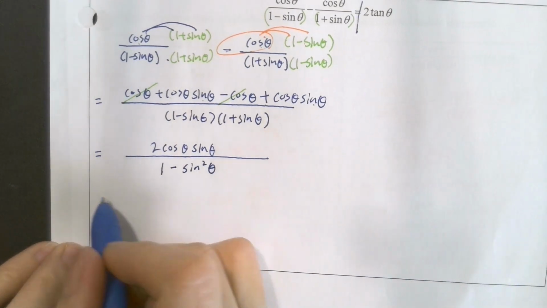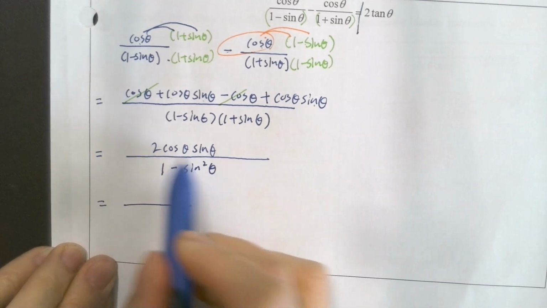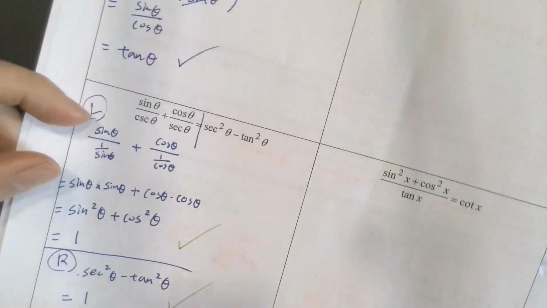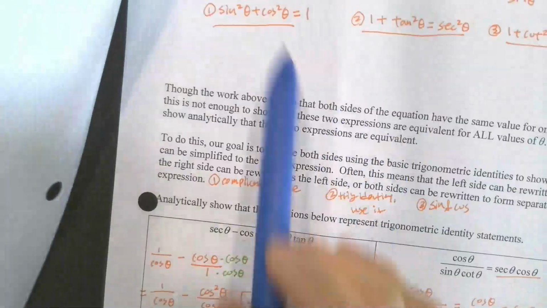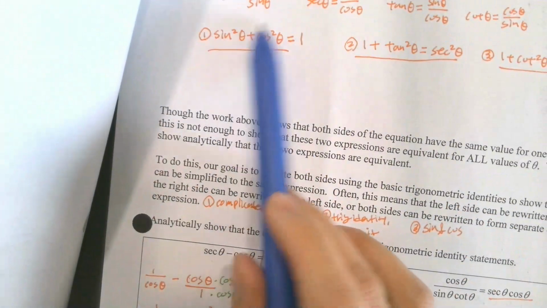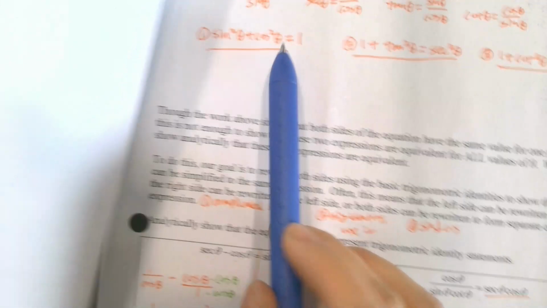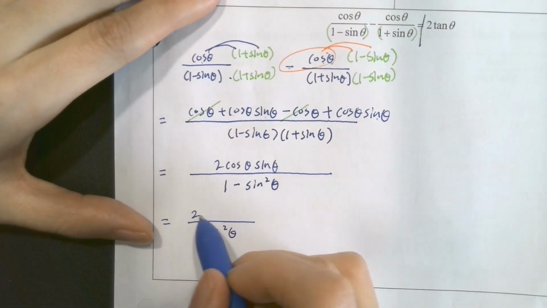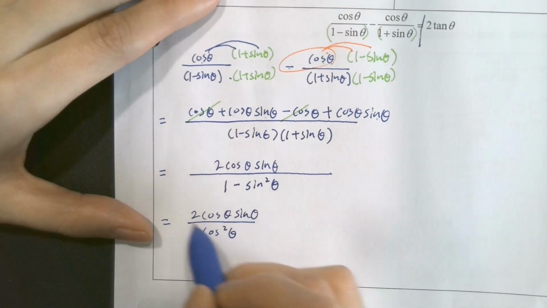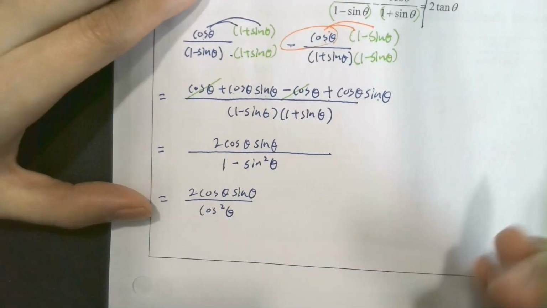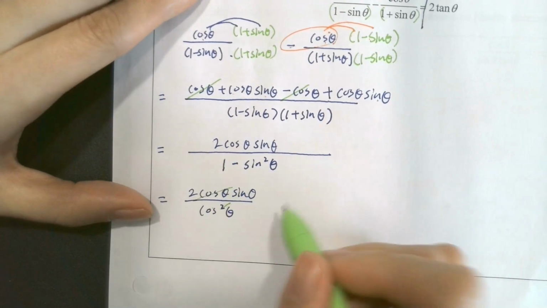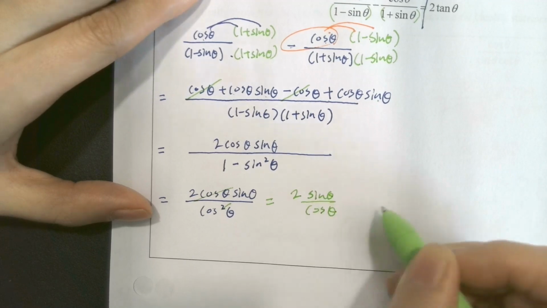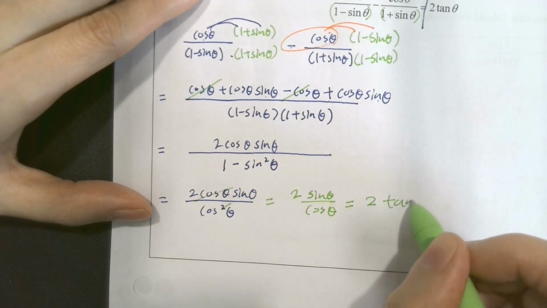Okay, and then you're like, how does that help? Well, have you seen 1 minus sine squared before? Yes, where have you seen 1 minus sine squared? Over here, 1 minus sine squared is going to be cosine squared theta. Cosine squared theta is my denominator, and the numerator is 2 cosine theta sine theta. Look at your numerator, everything is multiplied, so they're all factors. So I have a cosine theta that cancels out to get 2 sine theta over cosine theta. Sine theta over cosine theta is tangent theta. Done.